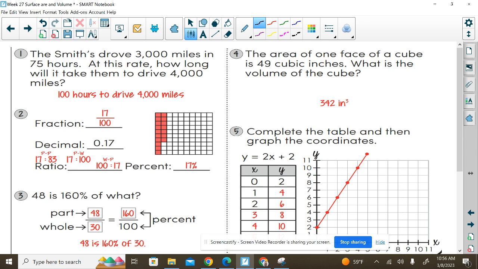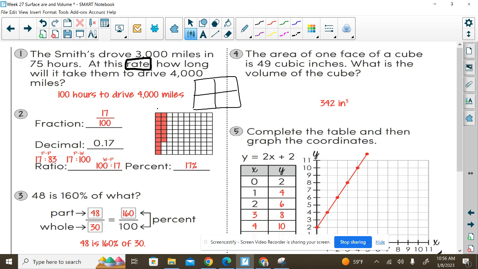Number 1 says the Smiths drove 3,000 miles in 75 hours. At this rate, how long will it take them to drive 4,000 miles? Rate is a key word to me. When I think of rate, I think of a ratio. When I think of finding missing pieces of a ratio, I think of a ratio box.